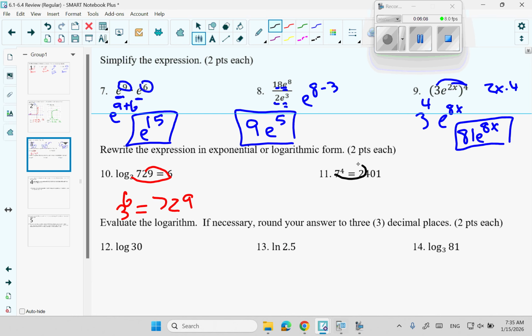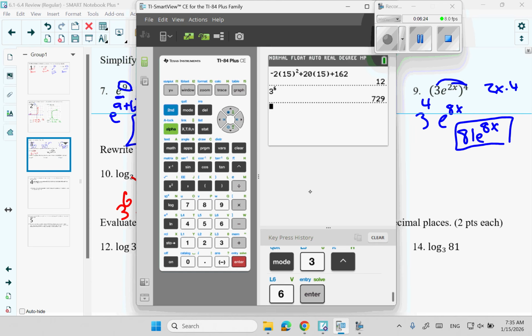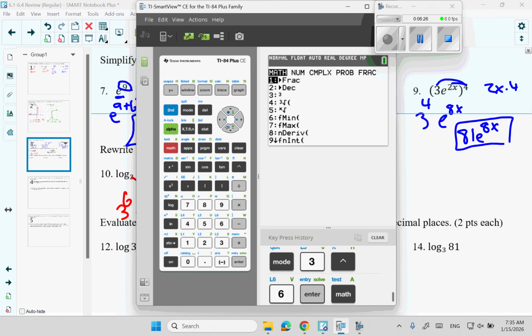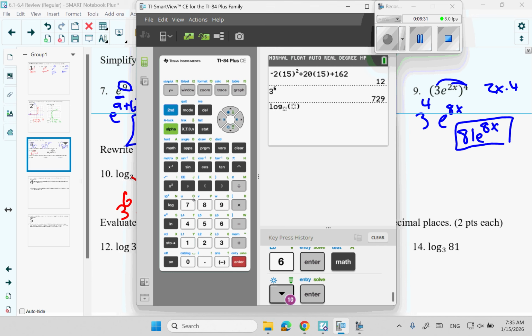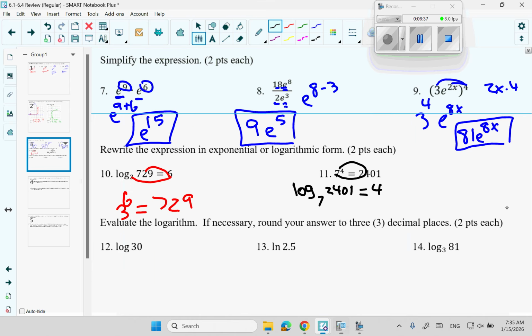Same thing over here. I can spiral it, but I started with this 7. So I'm going to get log base 7. Next number I got to, 2401. And then that whole thing equals 4. And again, I can type log base 7 of 2401 into my calculator, and I should get 4, which I do. So I can always double check that.